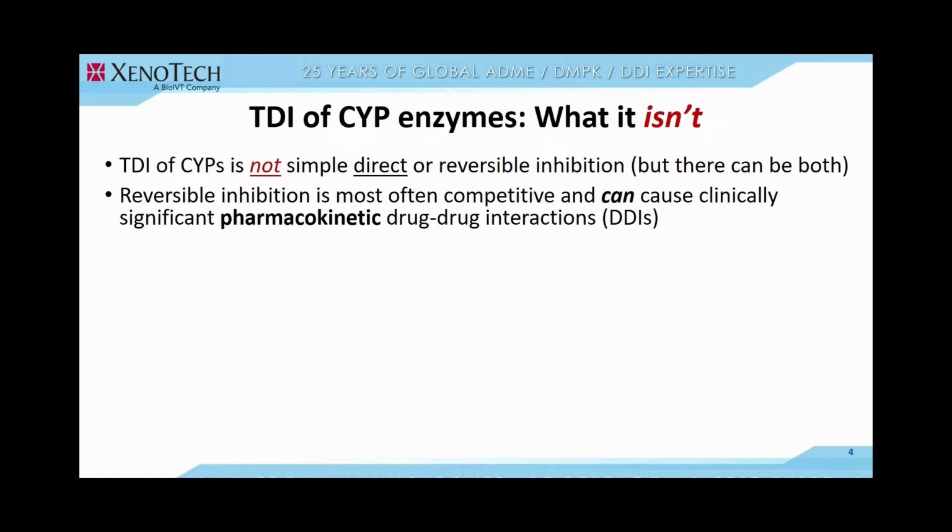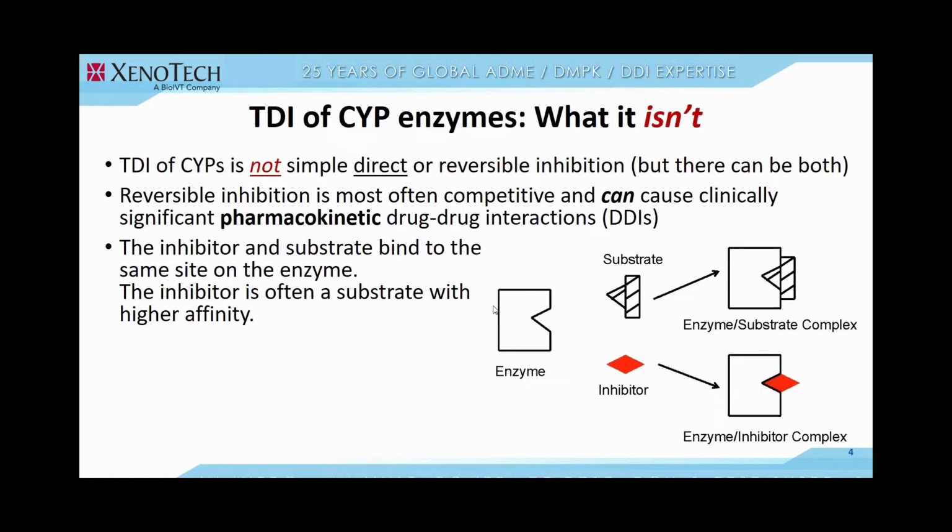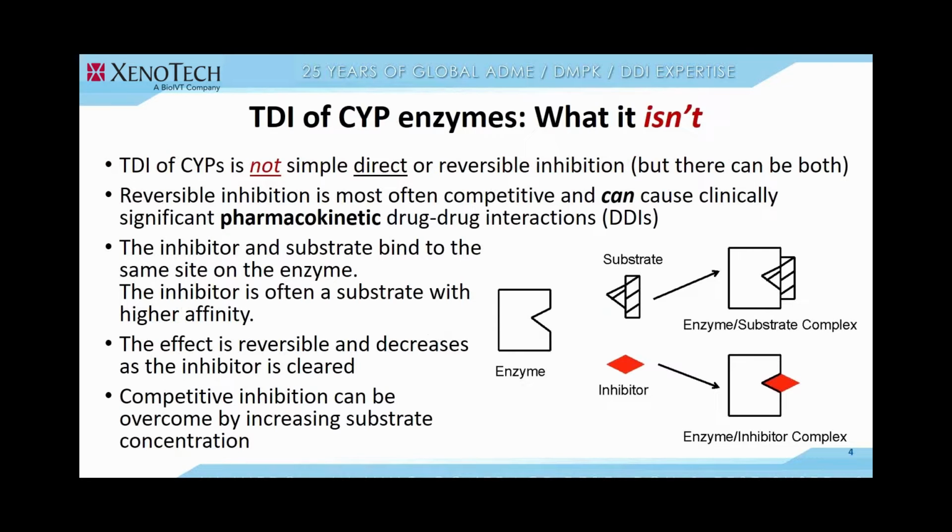I'm sure you're aware. And this is a case, just simply put, where the inhibitor and substrate both bind to the same site of the enzyme. The inhibitor in this case is often a substrate that simply has higher affinity. And so the effect is reversible and decreases as the inhibitor drug is cleared. And if you're looking at it in vitro, competitive inhibition can be overcome by increasing the substrate concentration, sort of the hallmark of competitive inhibition. There are other types of direct inhibition. I'm not going to go into those today.